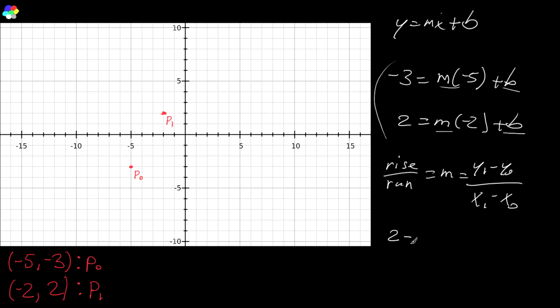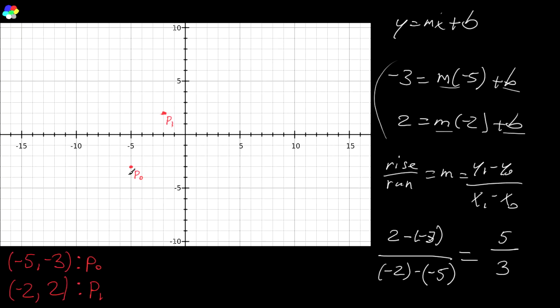2 minus negative 3 divided by, what is this? x1. x1 is negative 2 minus negative 5. So what is this? Well, 2 minus negative 3 is going to be 5, and negative 2 minus negative 5 is negative 2 plus 5, which is equal to 3. So the rise over run, the slope, is 5 over 3.